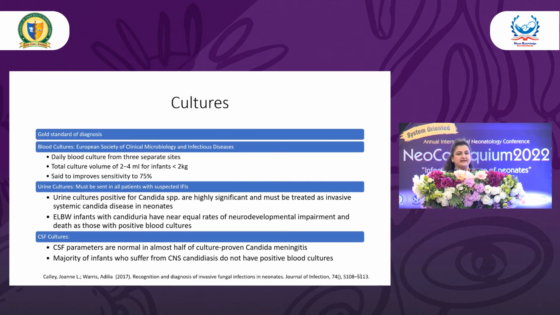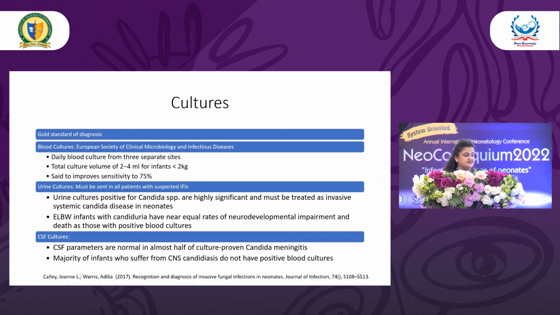And as you know, with very small newborns, it is not possible to send large volumes. So cumulatively sending cultures up to 2 to 4 ml of blood improves the sensitivity and specificity to 75% and 85%. Urine cultures must be sent in all children in whom we are suspecting IFIs.